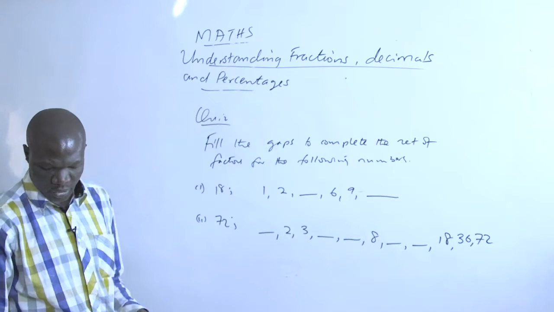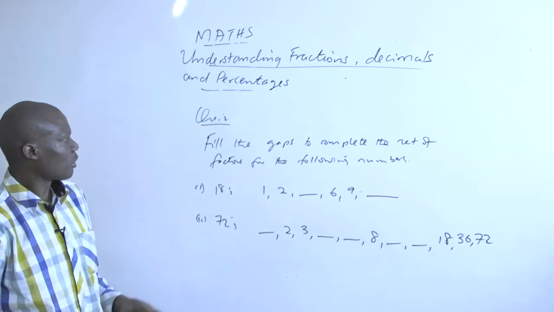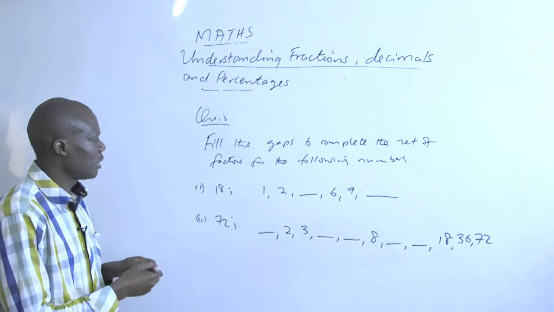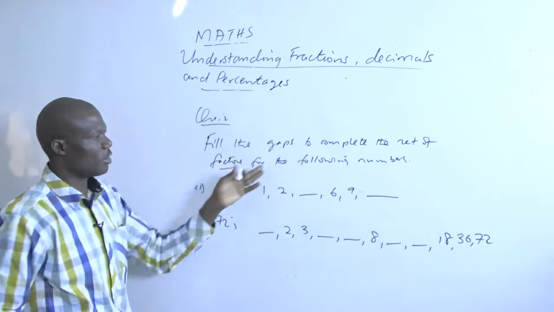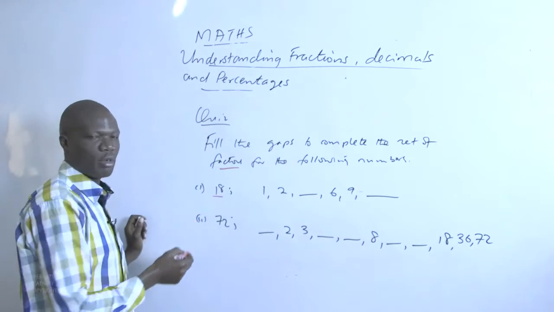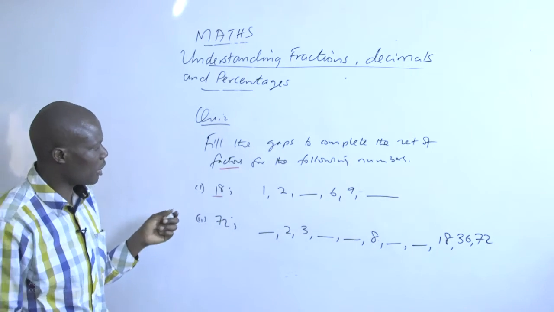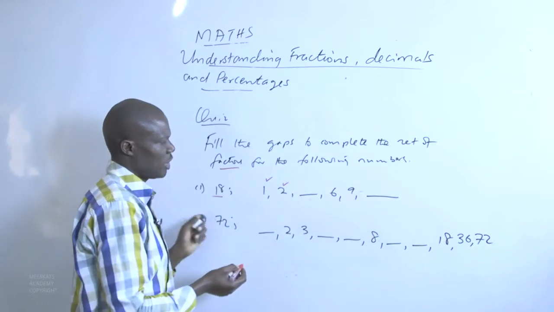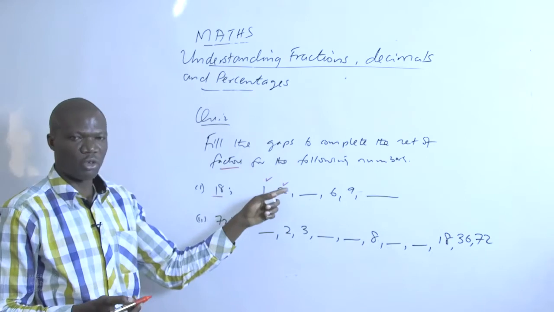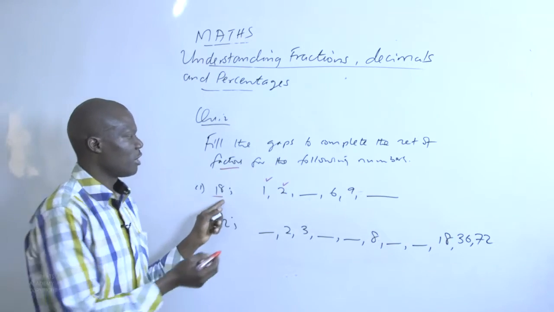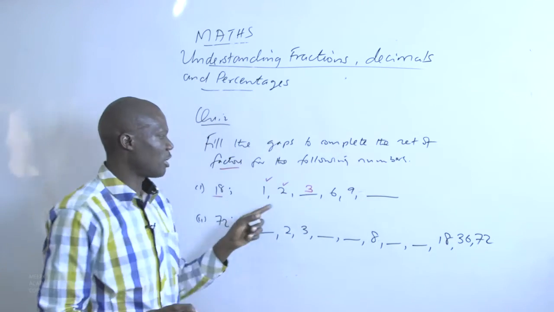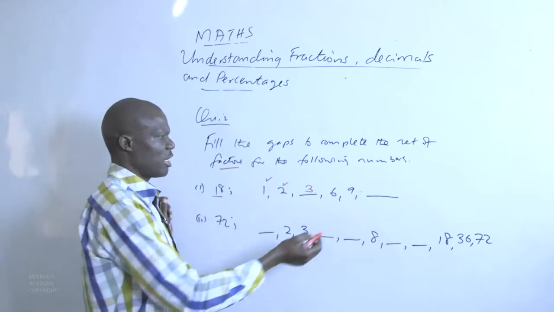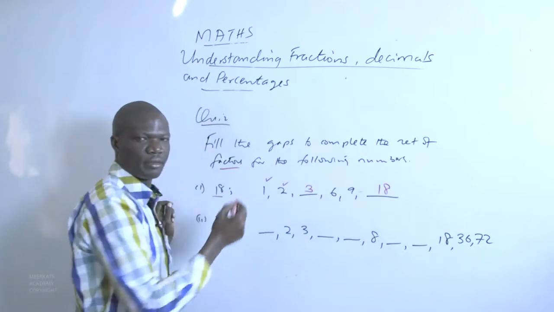That's what we have. Let us look at those. So we are supposed to fill the gaps to complete the set of factors. The key word here is factors for the following numbers. The first number is 18, and they have stated for us the factors of 18. It is 1, 2, and then we don't know what follows here. We look for another number which follows 2 that is divisible into 18. We'll find that it is 3, and then we have 6, then 9. After 9, the last one is 18 itself.